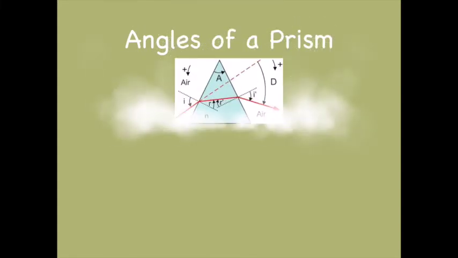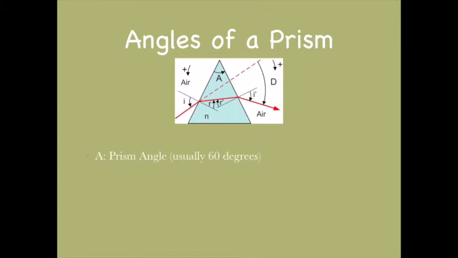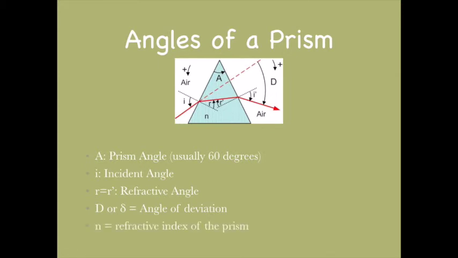Now coming to the various angles of a prism, please have a keen look at the diagram given below. In this diagram, you have A to be the prism angle, I to be the incident angle, R or R dash to be the refractive angle, D or delta which is the angle of deviation, and n which is not an angle is the refractive index of the prism. Note n is not an angle.